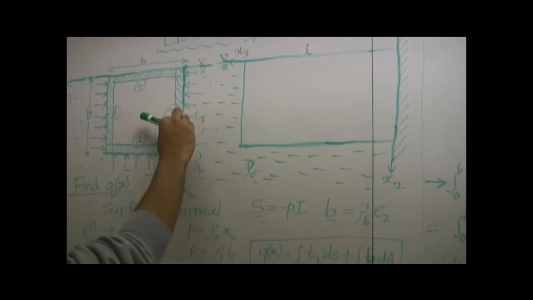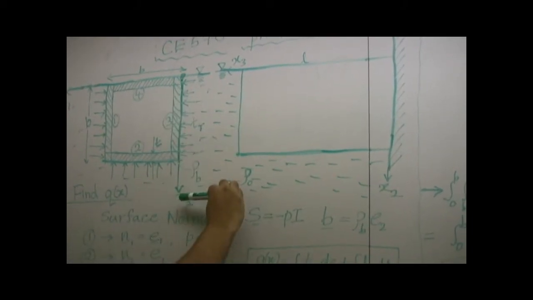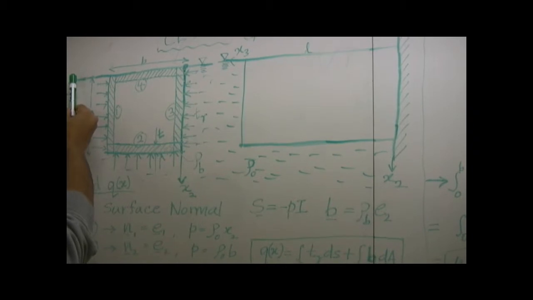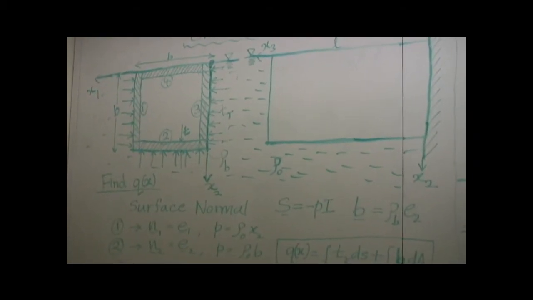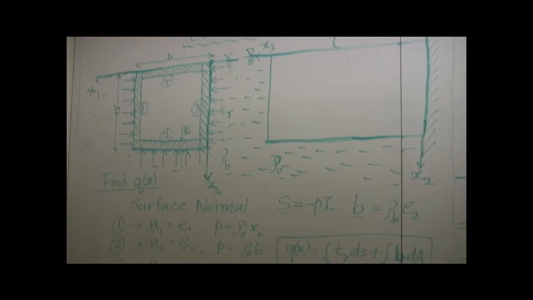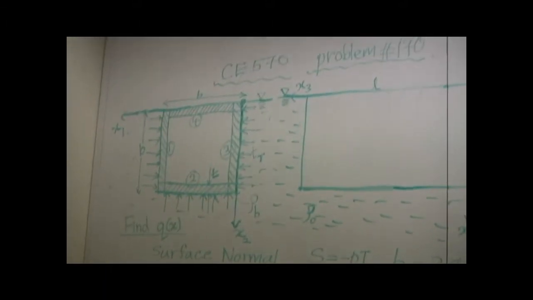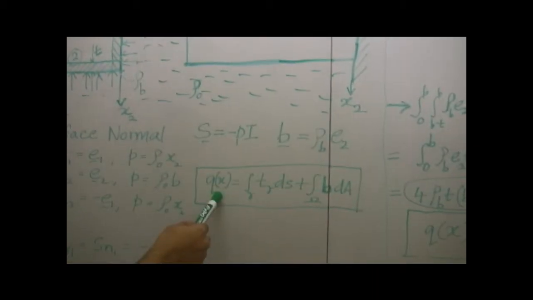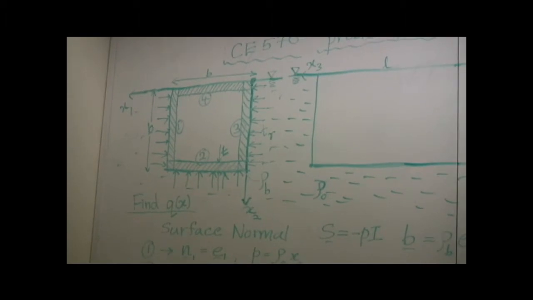The beam is completely submerged in the fluid, and this is our reference point. This is our x2 direction and this is our x1 direction. There are three parts of solution to this problem. First, we are asked to plot the traction field over the surface of the beam. Second, we are asked to find the resultant applied force on the beam. And third, we are asked to find the moment on the beam.